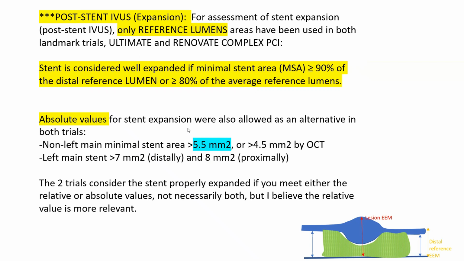Absolute values for stent expansion were also allowed as an alternative in both major trials. They allowed non-left main MSA more than 5.5 millimeters square and left main MSA more than 7 distally and 8 proximally. So they allowed either-or targets. But I prefer the relative target as it makes more physiologic sense to me.